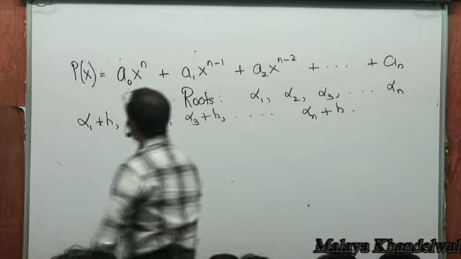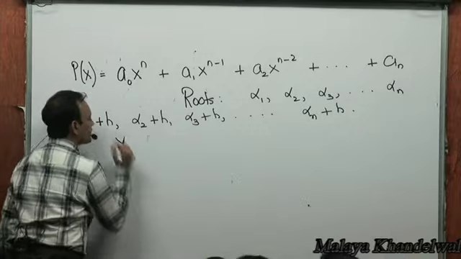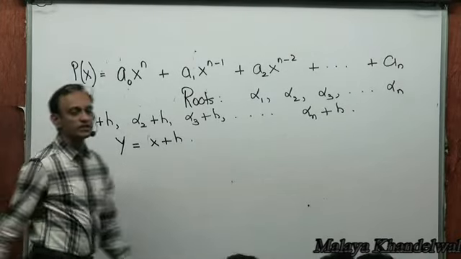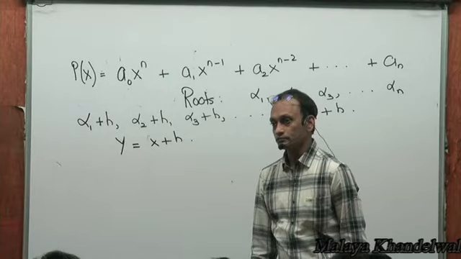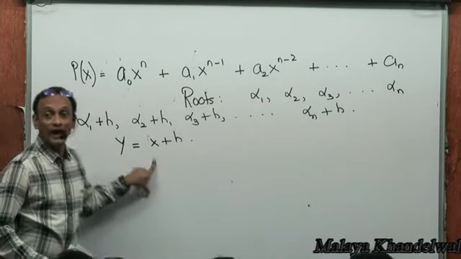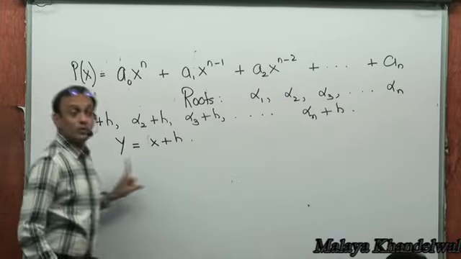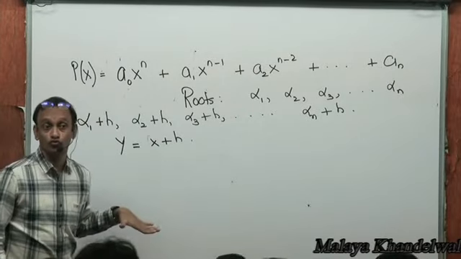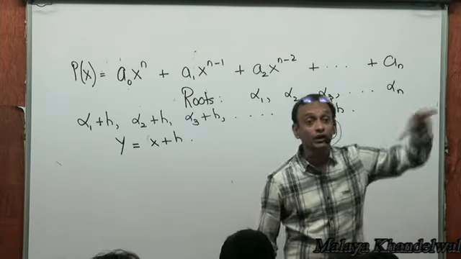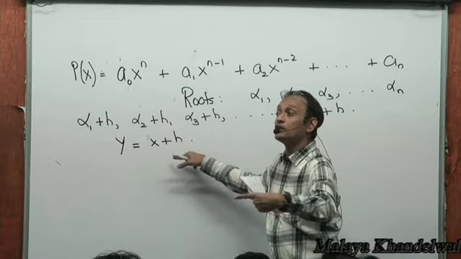Right? Now, what I do is, I create a transformation of this kind. Y equal to x plus h. Now, very clearly, when x is alpha 1, what is y? Alpha 1 plus h. When x is alpha 2, what is y? Alpha 2 plus h. When x is alpha 3, what is y? Alpha 3 plus h, and so on and so forth, right? So the various values of x that emerge are alpha 1, alpha 2, alpha 3, alpha n. Then the various values of y that would emerge would be alpha 1 plus h, alpha 2 plus h, alpha 3 plus h, alpha n plus h.